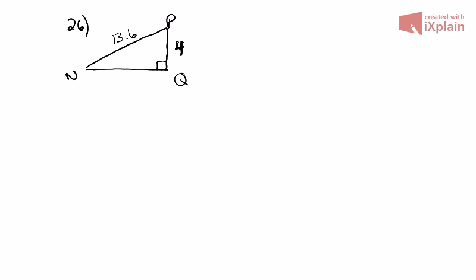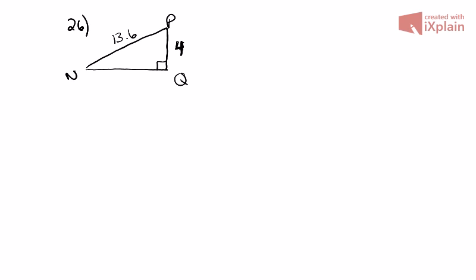Okay, so for tonight's homework, I'm going to do number 26, where we are asked to solve the right triangle. I'm going to draw that triangle that they gave us in here, and I'm going to label my sides. So I have side N, NP and Q there, and then I'm going to put on the lengths that they gave us. They gave us that NP was 13.6 and PQ was 4. Sorry, that's kind of a jank 4.